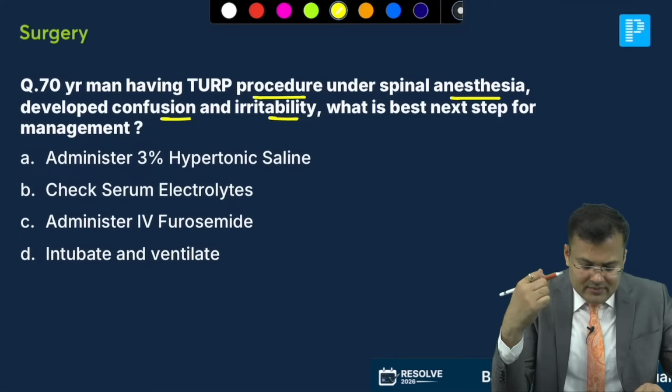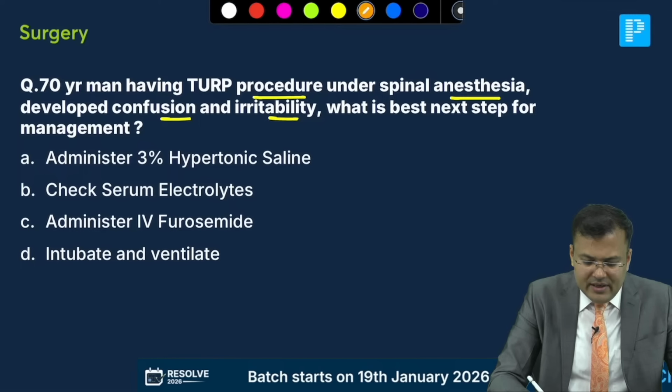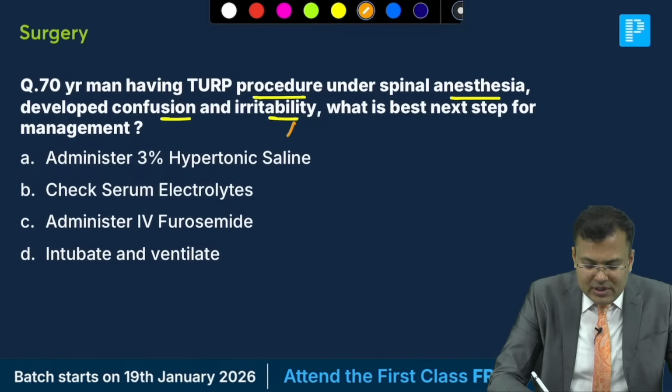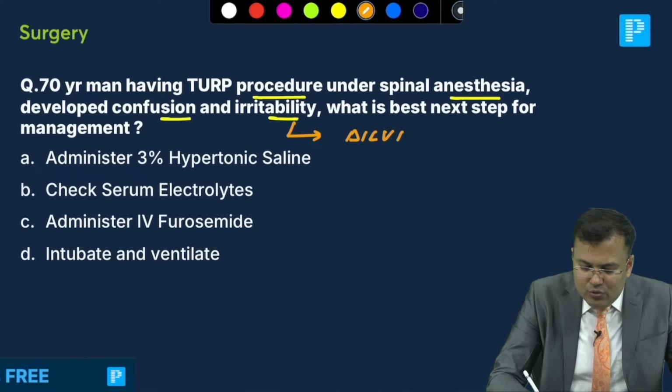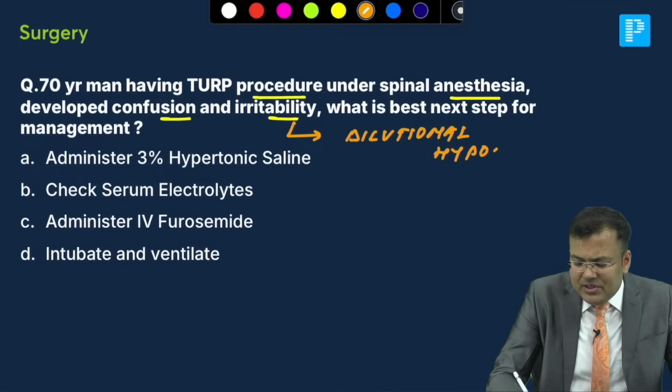Yes? What is the cause, guys? Tell me. Here, this patient developed what? Hyponatremia, that is known as TUR syndrome. This is known as dilutional, what? Dilutional hyponatremia. And whenever a patient is having dilutional hyponatremia, what do you have to give?